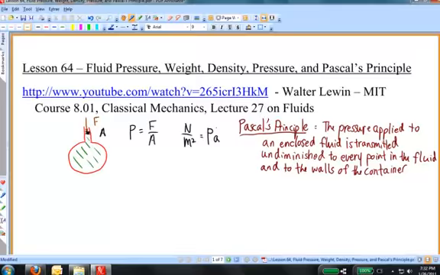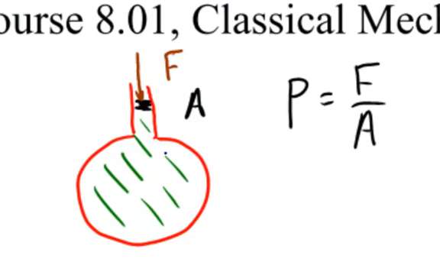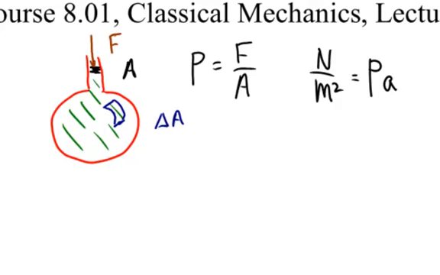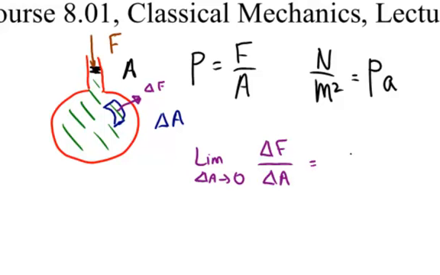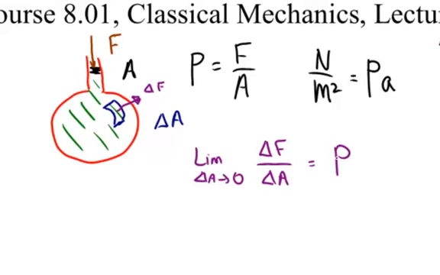So if I take any element, and I'm going to take an element that's right here, and I call that little element of area delta A, then there's a force that's acting on it, and that force we'll call delta F, and it is perpendicular to the wall. So now, if I take the ratio of delta F to delta A, in the limit of making delta A very, very small, as delta A goes to 0, then that must be the pressure, the same pressure that I'm applying to the top of the piston.